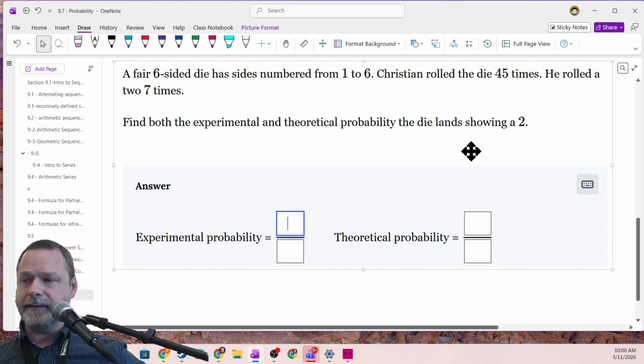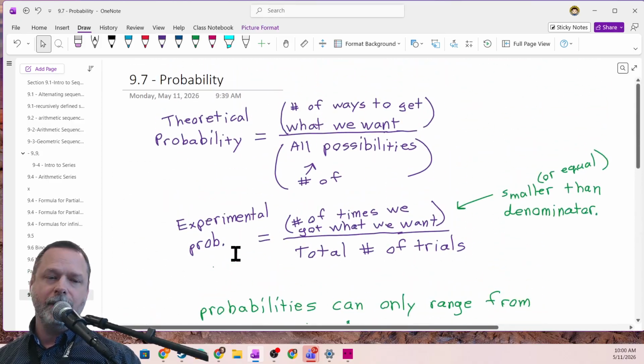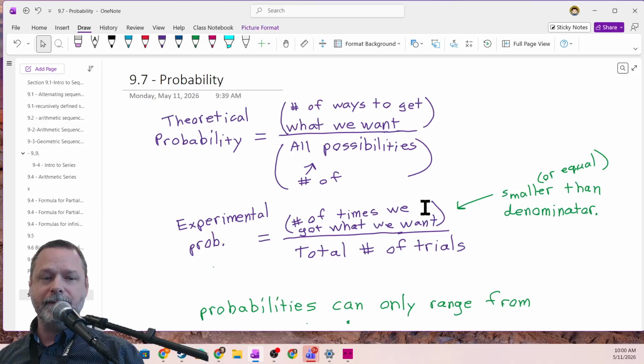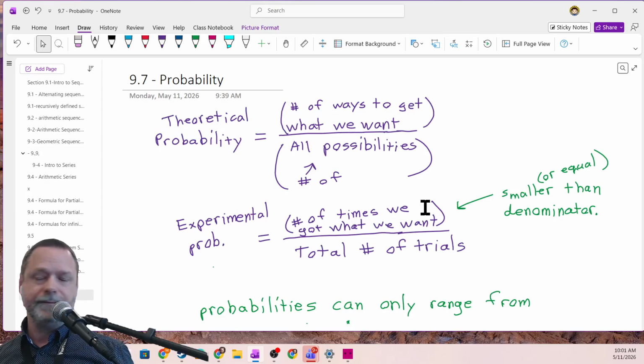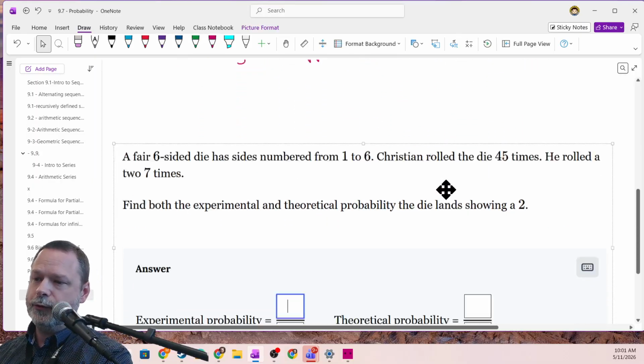We're still messing around with probability, and I just talked about what probability is. It's the number of ways to get what we want over the total number of possible outcomes, or if we're talking about experimental probabilities, the number of times we got what we want out of the total number of trials, total number of experiments, total number of outcomes that occurred, right? So it's not that different. It's always pretty much what we want out of the total. And we also talked about probabilities can only go from 0 to 1.